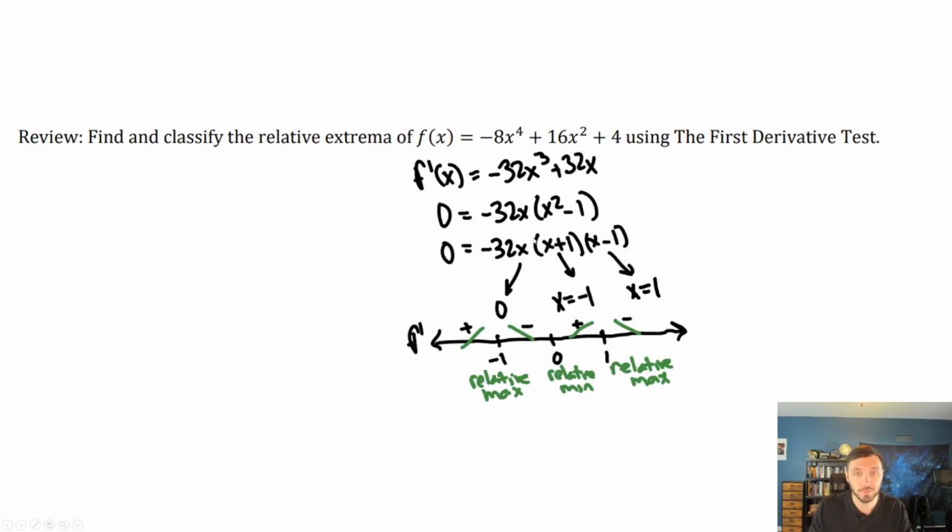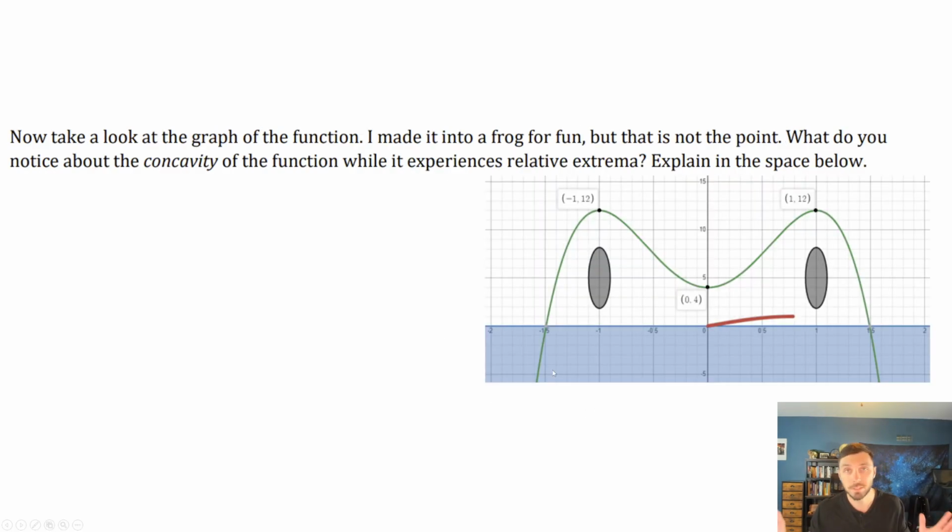You should have gotten this, I guess. You take the first derivative, you factor it out, you get 0, negative 1, and 1. So we go from positive to negative at negative 1 and 1, and then we go vice versa at 0. This is what the graph looks like. I made it a frog because I was bored one morning. So what we want to do is look at these extrema and observe the concavity at them. Rather than just talking through the context of the first derivative, we want to introduce that second derivative layer as well.